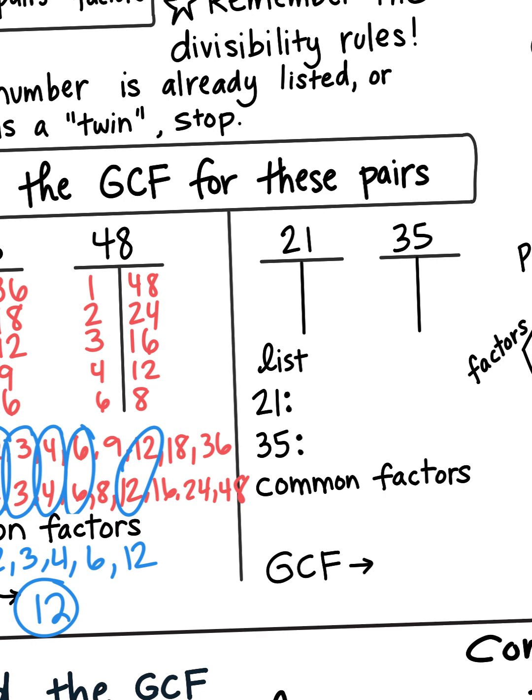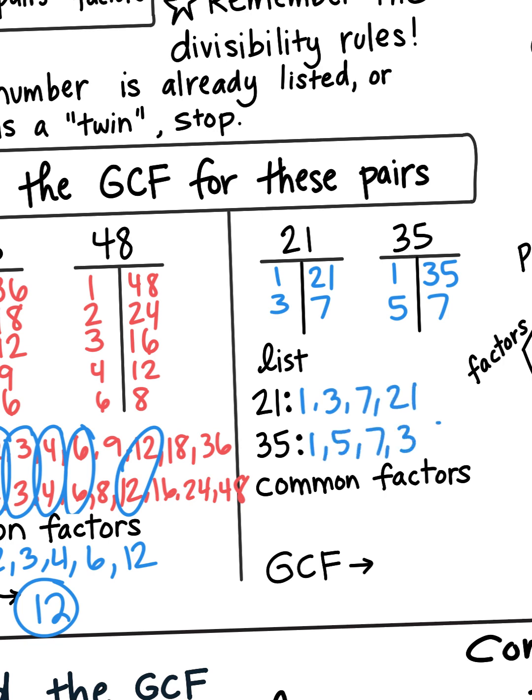Okay, we'll do the same thing for 21 and 35. This time I want you to try it. You can work with your group on this one, and then we will check it. You're going to do both, the T-chart and the list. So the greatest common factor would be 5.